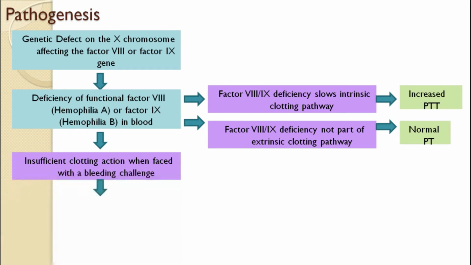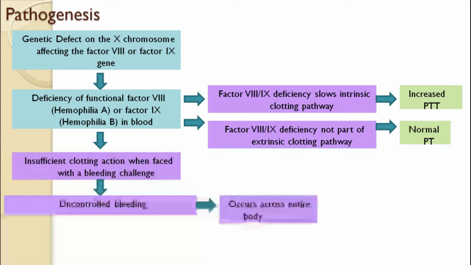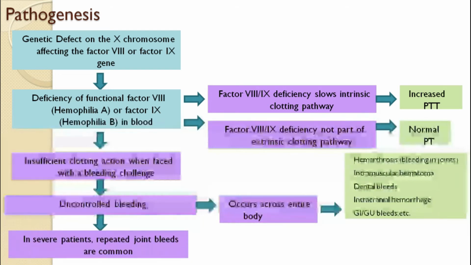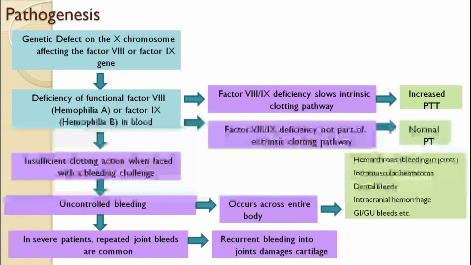This leads to uncontrolled bleeding that occurs across the entire body, leading eventually to hemarthrosis or bleeding in joints, intramuscular hematoma, dental bleeds, intracranial hemorrhage, and GI or GU bleeds. In severe patients, repeated joint bleeds are common. This recurrent bleeding into joints damages the cartilage, eventually leading to chronic hemophilic arthropathies.